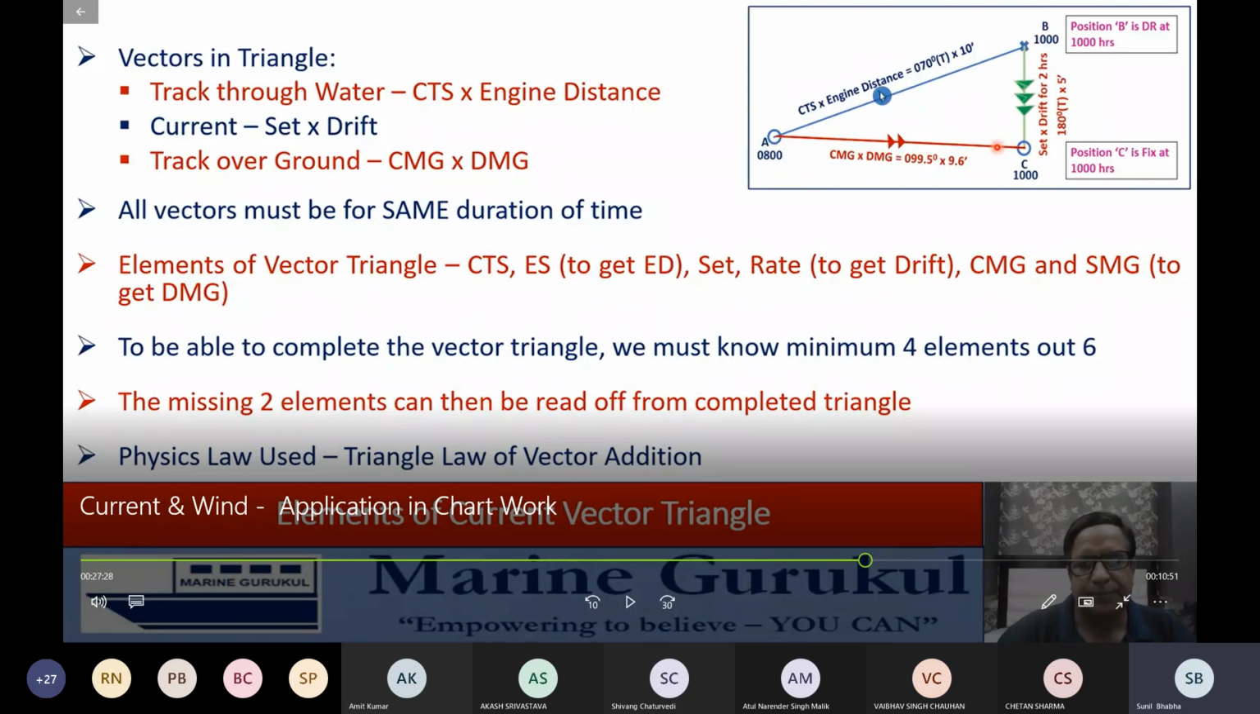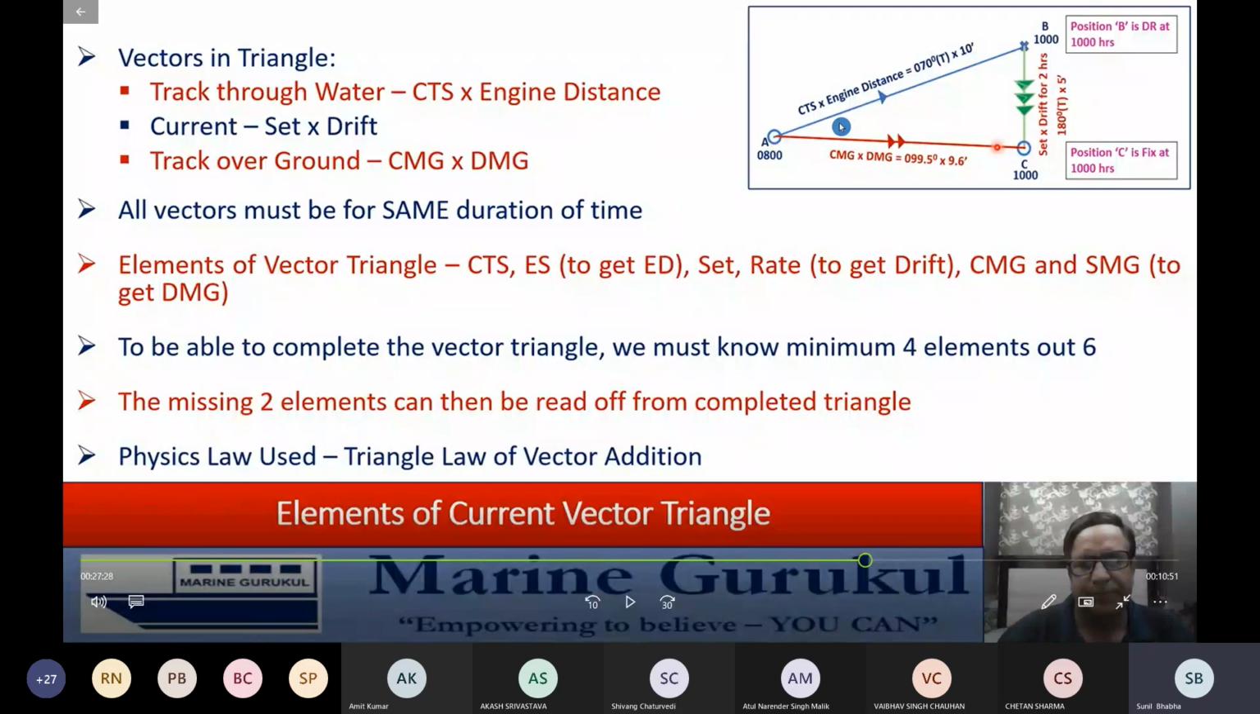Or they can give you CTS, engine distance, and set and drift. 4 elements given, and you can find out the missing 2 elements, that is the CMG and DMG. So any 4 elements can be given to us in the question, and if they are provided, we will be able to find out the missing 2 elements.